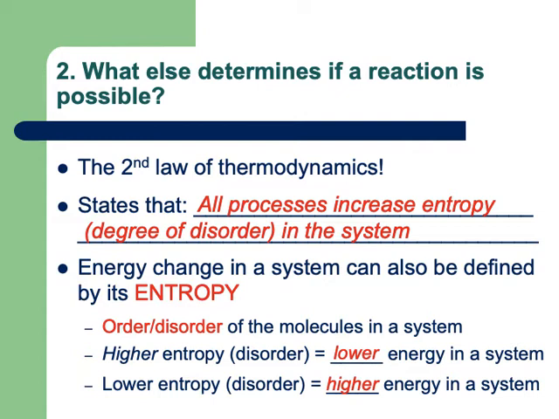So energy change in a system can also be defined by its entropy, so the order or disorder of the molecules in the system. The higher the disorder, the lower the energy in a system. The lower the disorder, the higher the energy. So there's something called an inverse relationship: when disorder is really, really high, the energy is low, and when disorder is really, really low, energy is high. So they're the opposites, and you've got to remember that. When there's high disorder, high entropy, there's low energy. When there's low entropy, there's high energy within the system.